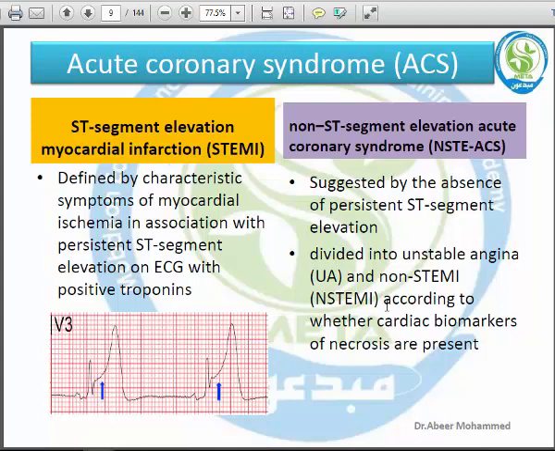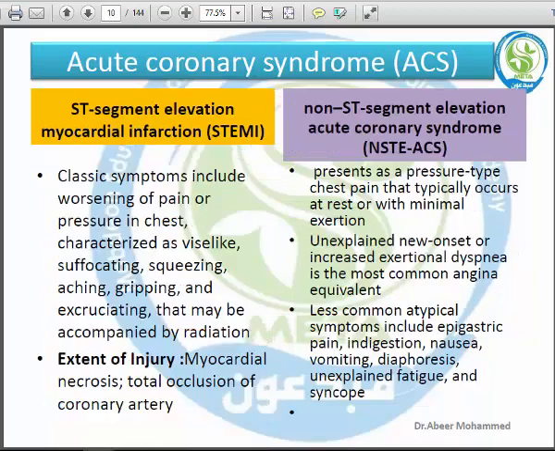الكاردياك biomarkers دي جاي من وين؟ cardiac biomarkers بتكون في لما ناخد blood sample للعيان بيكون عندنا troponin positive أو elevated troponin because troponin ناتج عن النكروزيس of the cardiac muscle. في حالة الانستيبل angina في النون segment elevation بيكون عندنا troponin negative. في حالة النون STEMI بيكون عندنا troponin positive either it is a partial occlusion of the coronary artery.